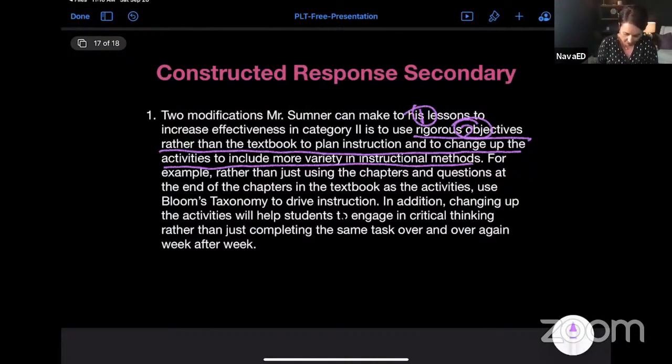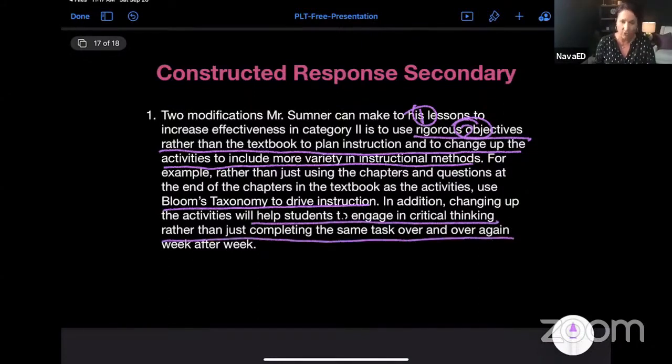No. For example, rather than just using the chapters and questions at the end of the chapters in the textbook as activities, use Bloom's taxonomy to drive instruction. In addition, changing up the activities will help students to engage in critical thinking rather than just completing the same task over and over again.